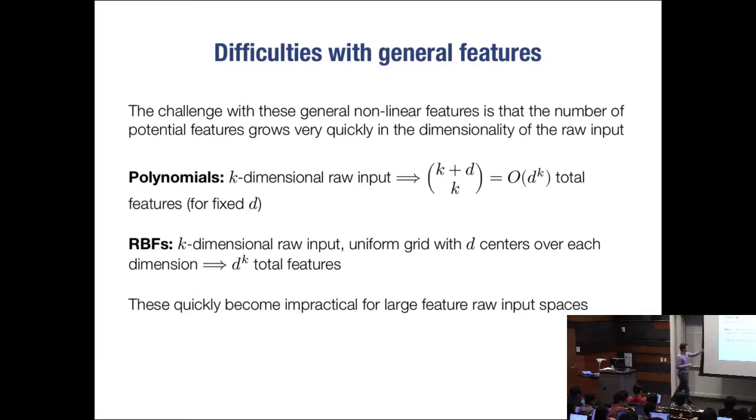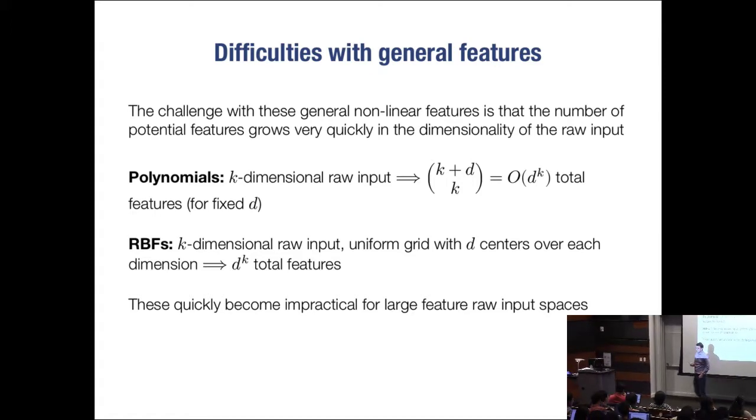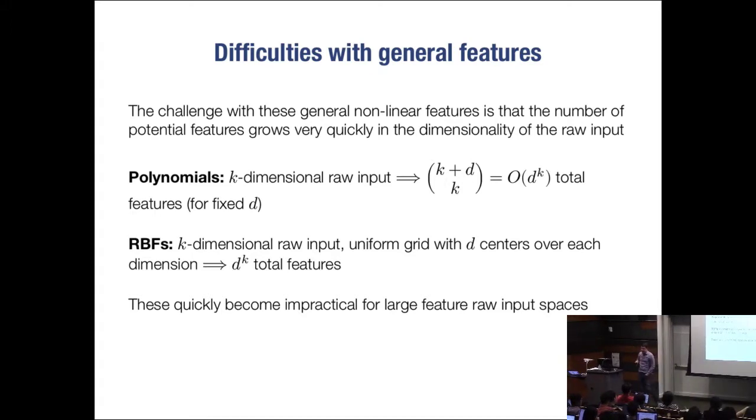All right. So for example, polynomials: I mentioned a d-dimensional raw input. If I want all degree k polynomials, that's k plus d choose k, which for fixed d will grow like d to the k. So if you fix your dimensionality and keep increasing the polynomial degree, then that will be exponential essentially in the degree.